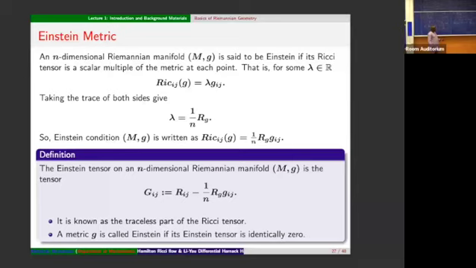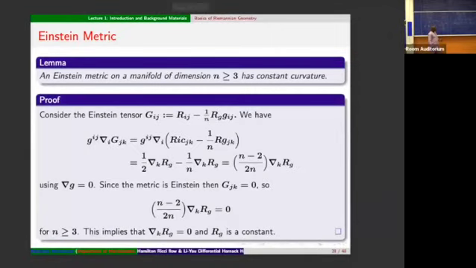Okay, so when you have this, then we say the metric, the Riemannian manifold, has a time tensor. Okay, so you can do this. This one says, on a time metric or a manifold of dimension n greater than 0, it has constant curvature, and this is just the proof in a short way.